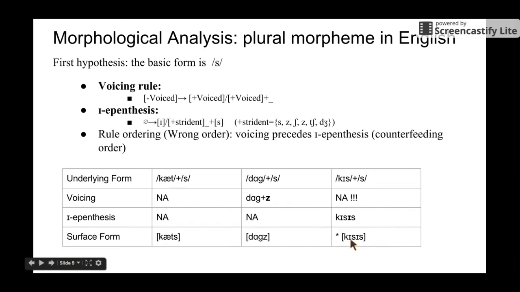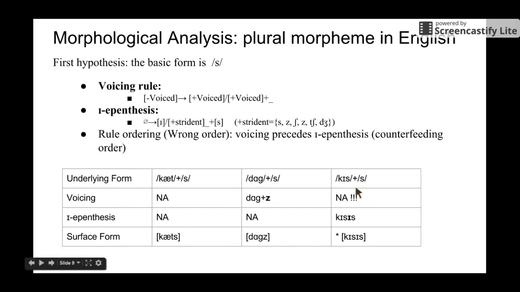Okay. Now we can consider the alternative order, but this is the wrong order. If we have the voicing rule precede the vowel insertion rule, what do we have? Okay, for the first two, we don't have any problem. Actually, we can still derive the right form. However, when we have kisses, what do we get here?